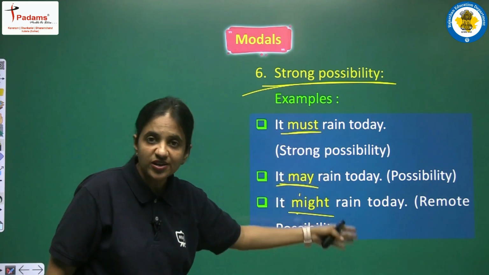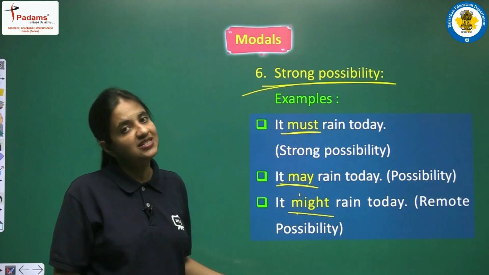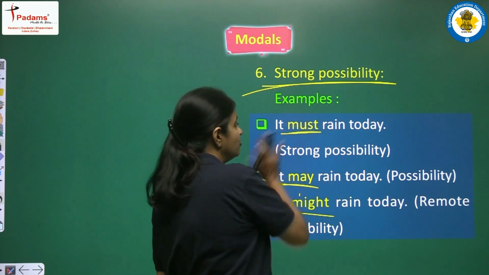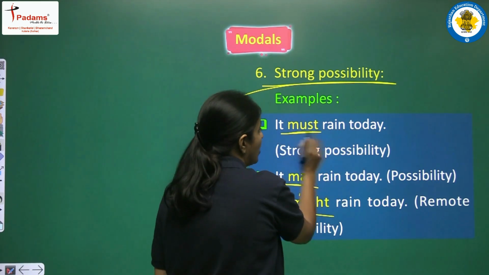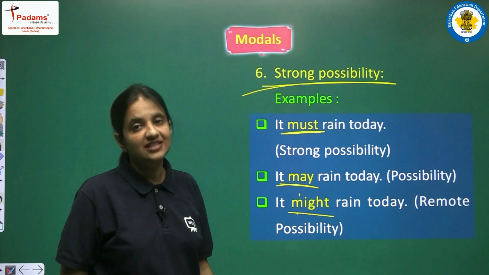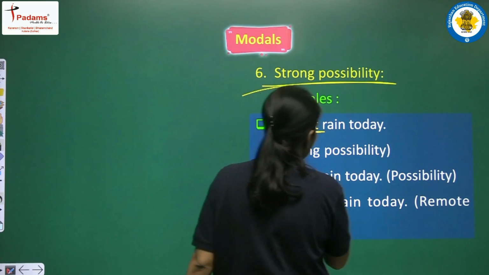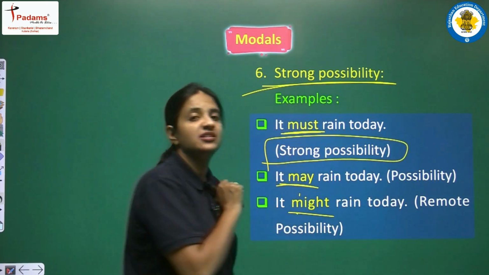So let's try to understand what is the basic difference that we have here. Let's read the first sentence, that is, it must rain today. So when we are using must in a sentence, it means we are trying to show very strong possibility.